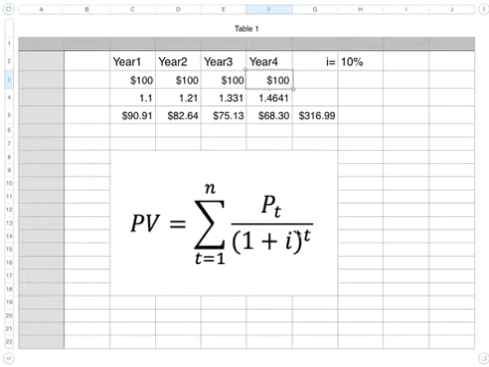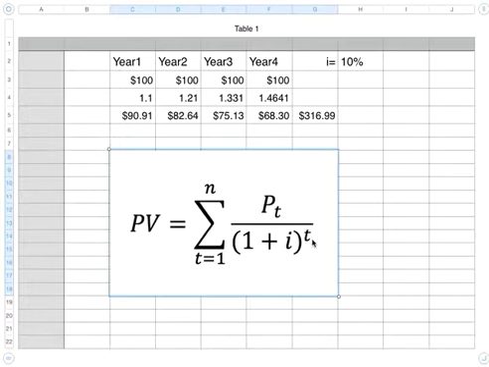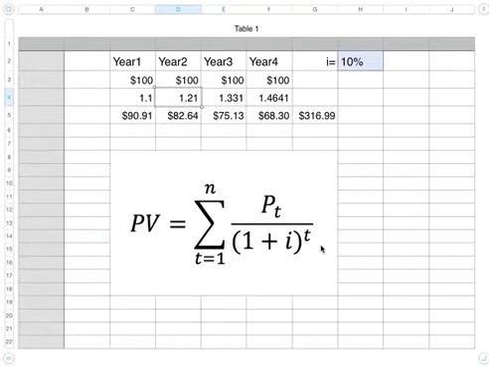The denominator is the discount factor, and it's 1 plus the interest rate to the t power. So in our example here, the interest rate is equal to 10%. So in year 1, this is going to be 1 plus 0.1 to the first power, which is just going to be equal to 1.1. In year 2, this is going to be equal to 1 plus 0.1 to the second power. So it's going to be 1.1 squared, which equals 1.21.